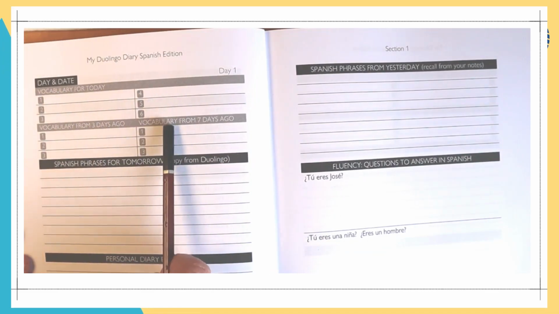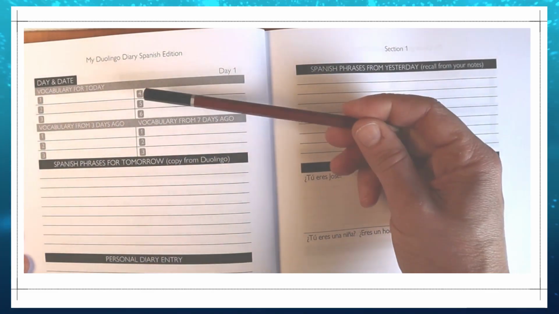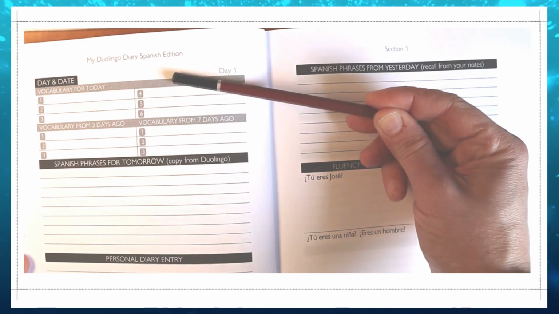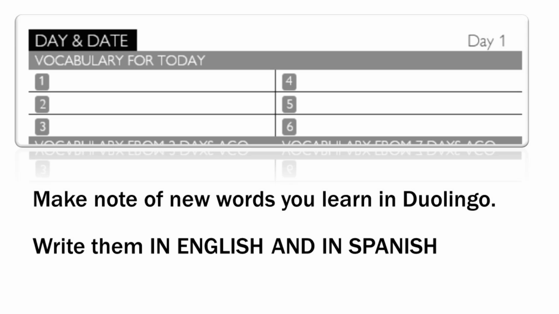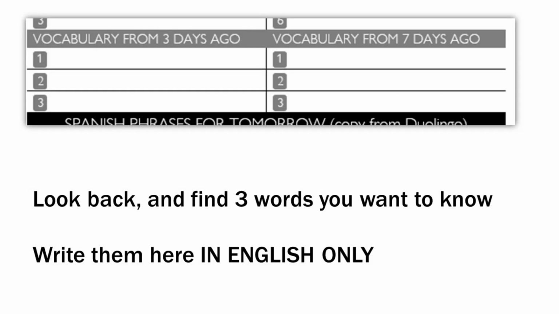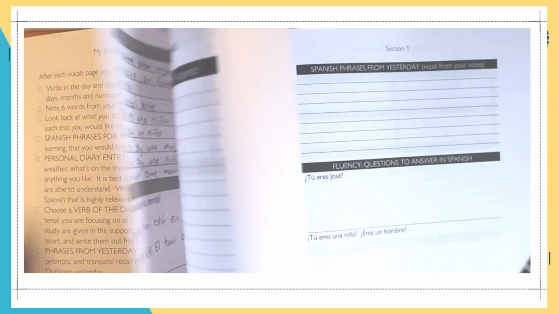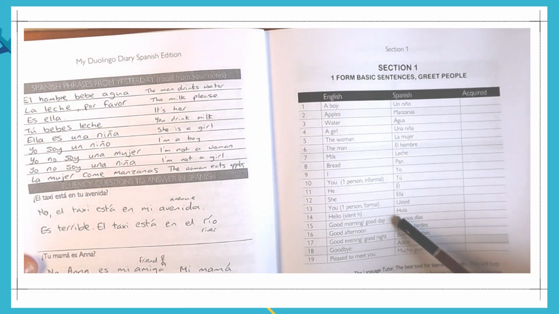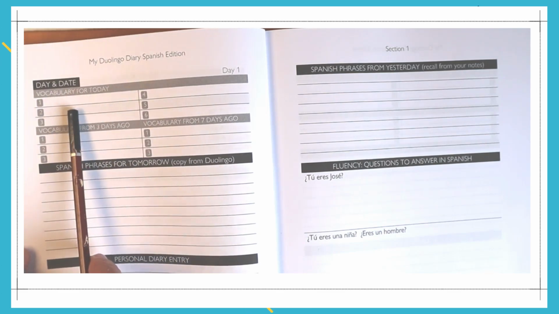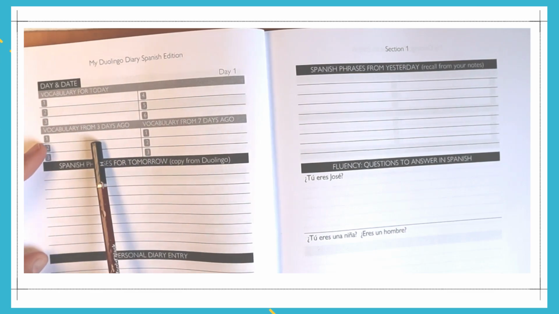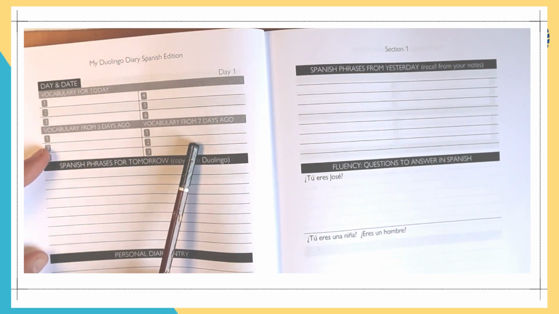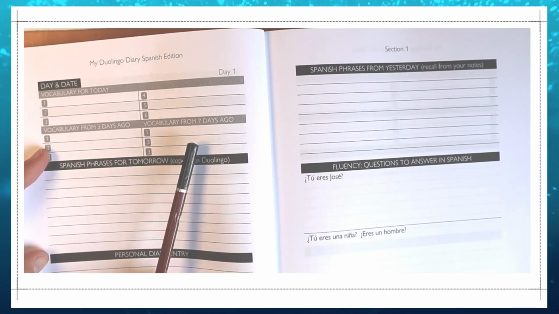Vocabulary for today. So as you work your Duolingo lesson, you're going to write in 6 of the words that you want to remember here. Vocabulary from 3 days ago and 7 days ago. When you start, you don't have 3 and 7 days ago, so just use some words from this list that you want to remember. The vocabulary for today, you write in English and in Spanish. From 3 days ago and 7 days ago, just write it in English. Okay? And we'll come back to why.